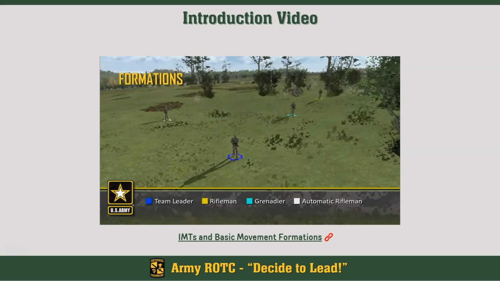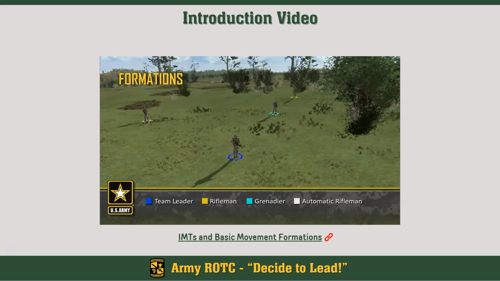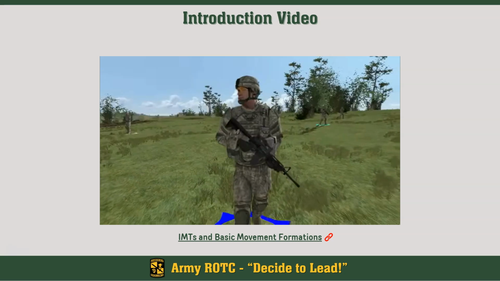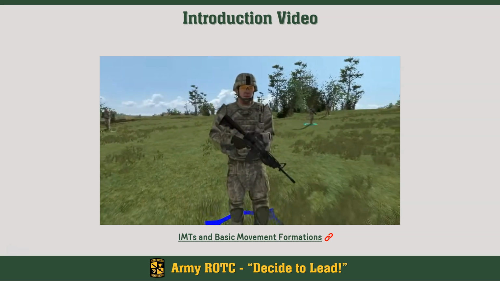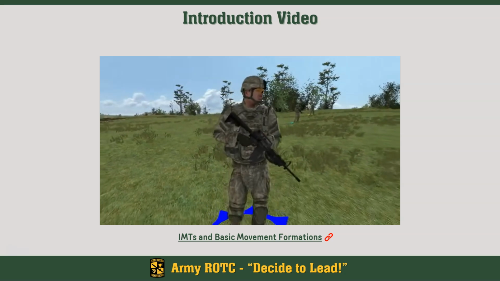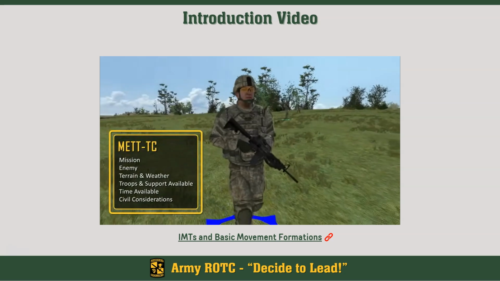Formations are arrangements of elements and individuals in relation to one another. Teams use formations for control, flexibility, and security. Team leaders travel up front in formations. This allows team leaders to lead by example. All members of the fire team must be able to see their team leader. The team leader will normally choose a formation based on METT-TC.